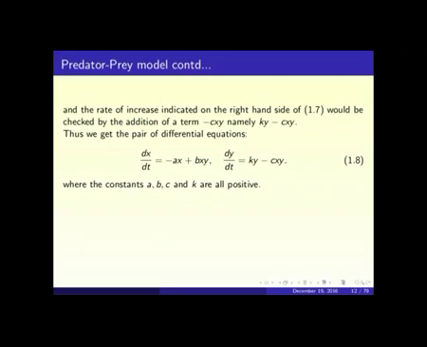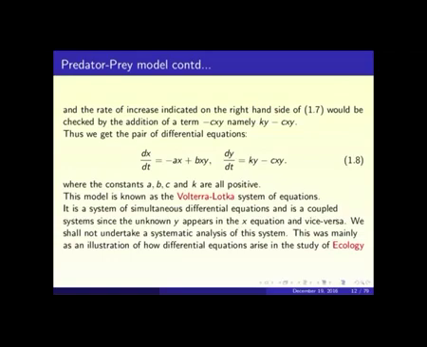This model is a very famous model. It is called the Volterra-Lotka model. It's a Volterra-Lotka system of equations. It's a system of simultaneous differential equations, and it's a coupled system of differential equations. Remember, look at the first equation in 1.8. It is dx by dt equals minus ax plus bxy. The y appears in the first equation also. And the second equation is dy by dt equal to ky minus cxy. The x appears in the second equation. So the system of equations are a coupled system of equations, namely both unknowns x and y appear in both equations. And this is a simultaneous system of differential equations.